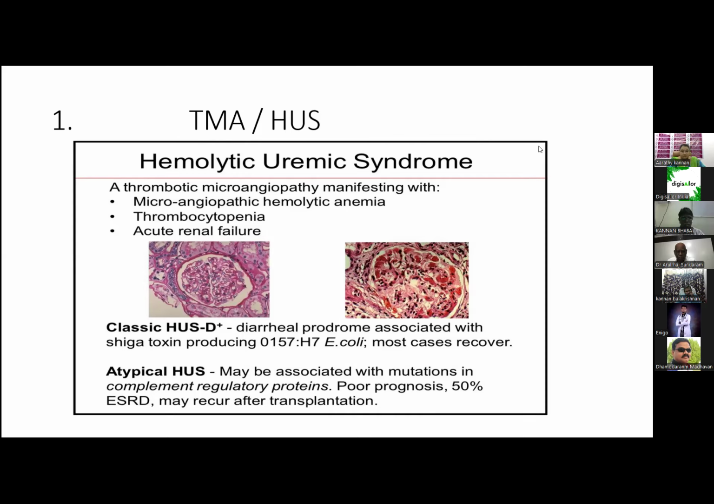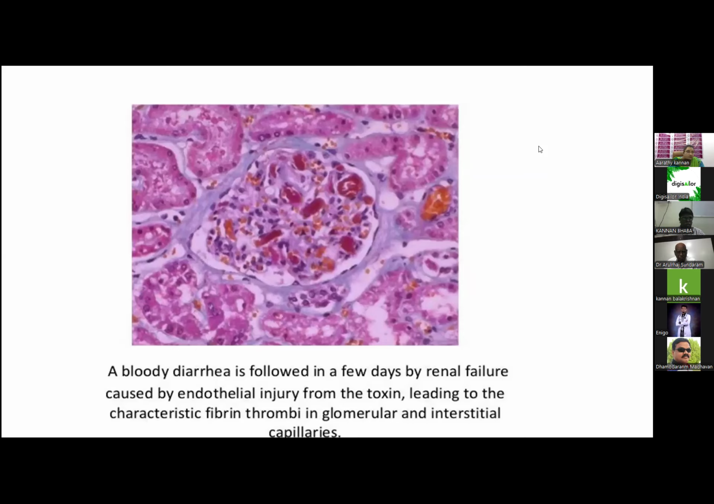Either it can be a hemolytic uremic syndrome or a TTP. We know that there are two types of HUS. One is D plus, that is diarrhea plus hemolytic uremic syndrome. Another is atypical hemolytic uremic syndrome. It commonly presents in patients with pregnancy, postpartum cases. Next slide. And usually the biopsy shows endothelial injury.